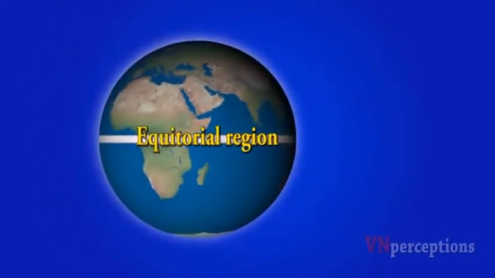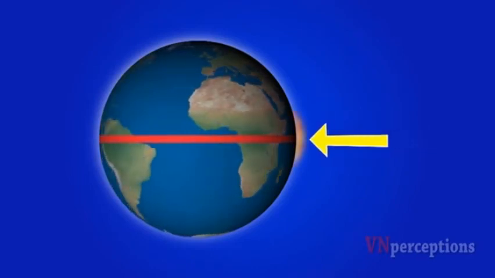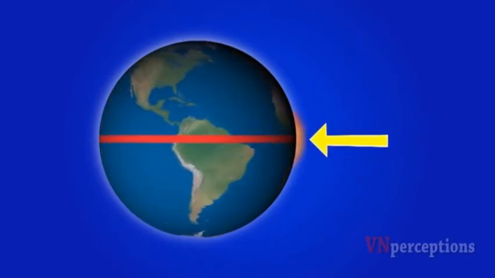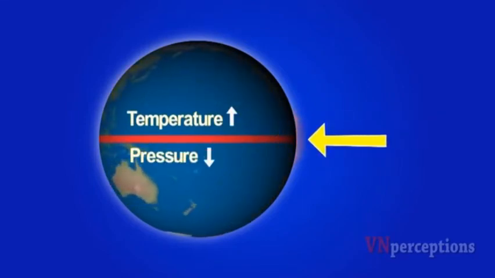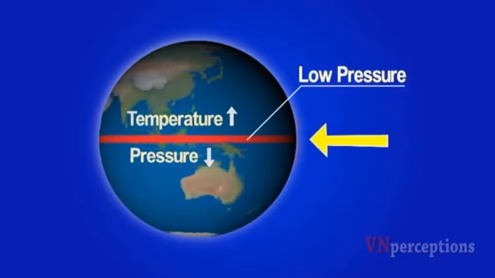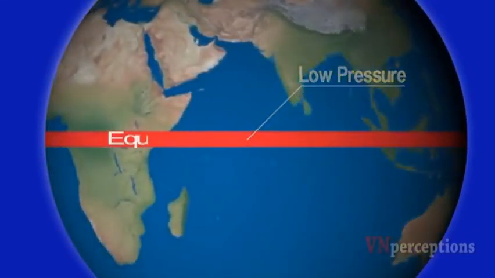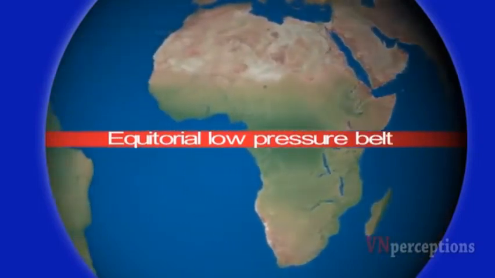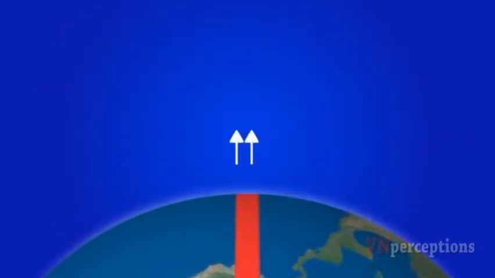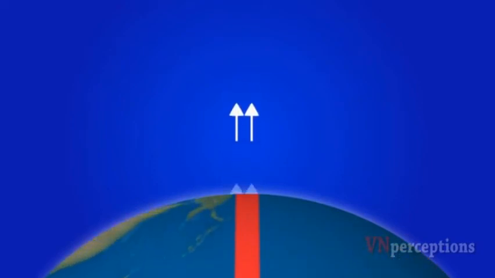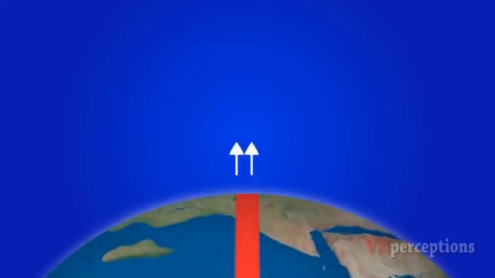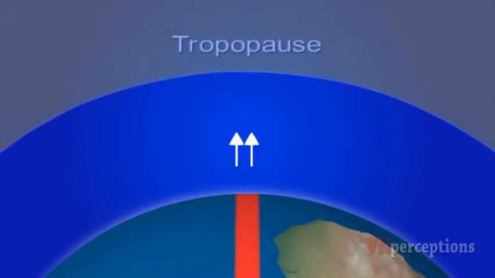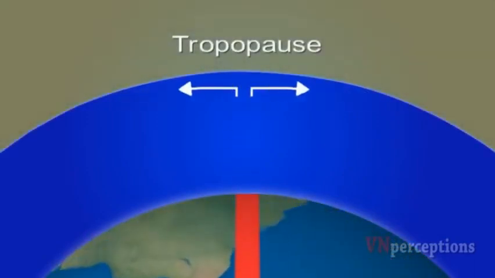The equatorial region receives nearly vertical rays of the sun, and this heats up the air near the equator. When temperature increases, pressure decreases. So, along the equator we have low pressure, and we call this region the equatorial low pressure belt. The warm air starts rising up in the troposphere, and as the warm air is rising, the temperature drops. After rising up to a certain point, it stops rising upwards because it becomes cooler and it is obstructed by the tropopause. So the air spreads out.